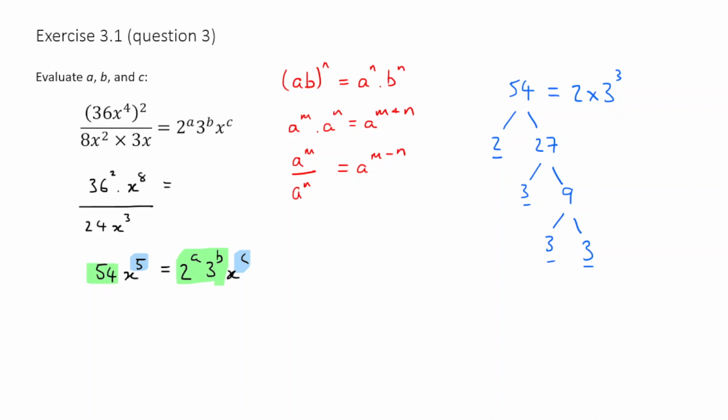So then if we do that, what we've got is 2 times 3 cubed times x to the power of 5 is equal to 2 to the a, 3 to the b, x to the c. Okay, so then what we should be able to see is that a is equal to 1, b is equal to 3, and as I said earlier, c is equal to 5.